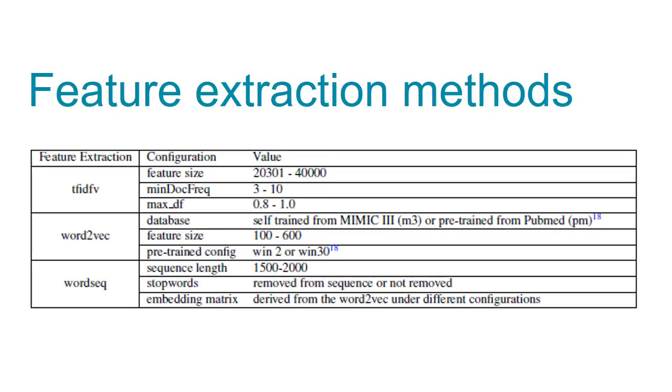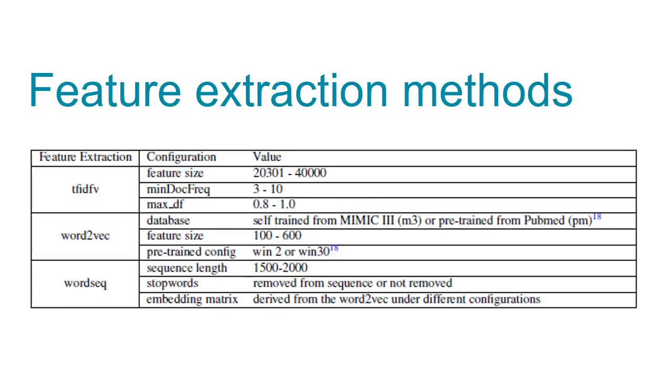Now for the feature extraction methods, we tried TF-IDF, word2vec, and word sequences. TF-IDF, or term frequency inverse document frequency, evaluates how important a word is to a document in a collection of documents. For word2vec, we use the continuous bag of words architecture, which predicts the target word based on the context.